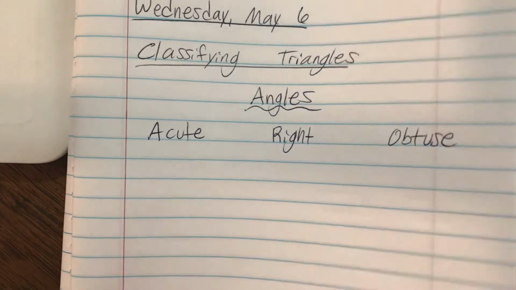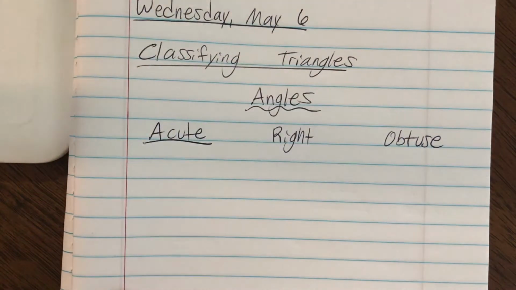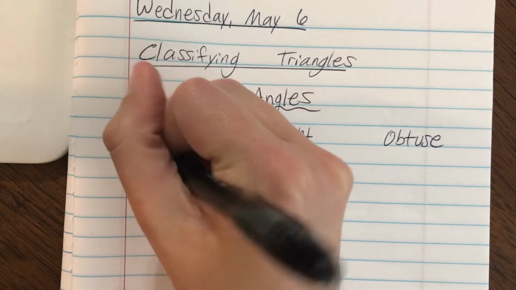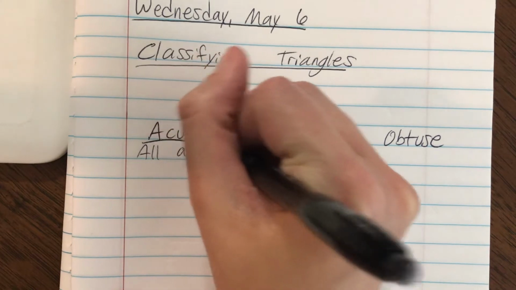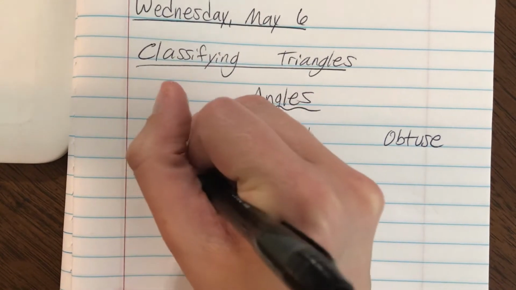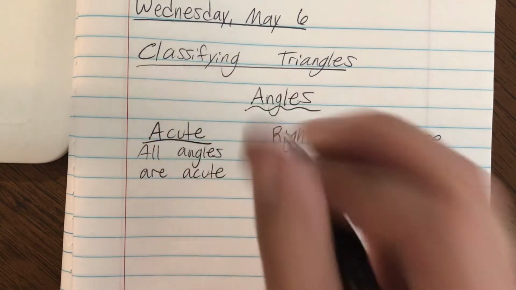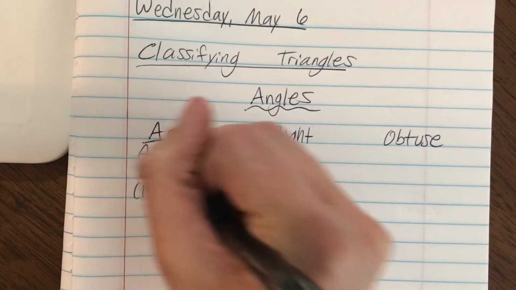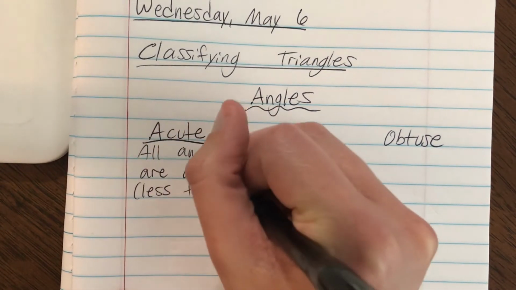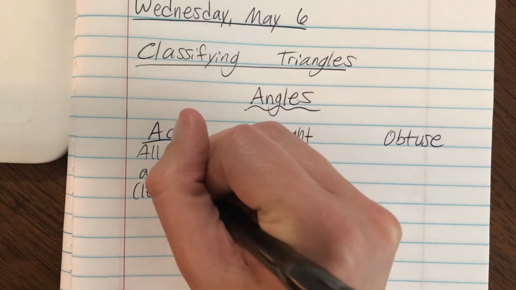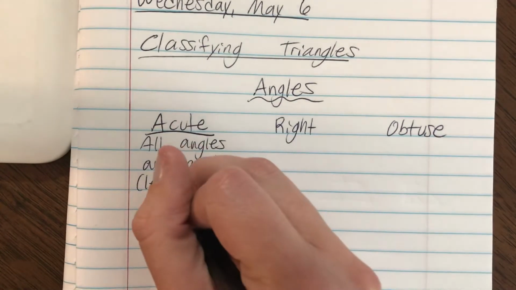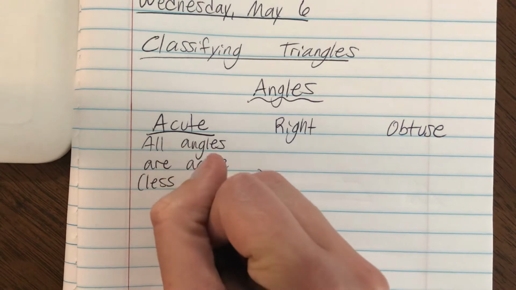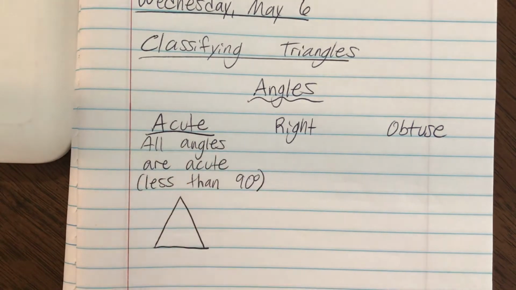So an acute triangle is going to have all angles acute. And again, just to reiterate and clarify, acute means that they're going to be less than 90 degrees. A lot of times an acute triangle is going to look like kind of your average triangle, where it's just straight up and down and then across. It's going to have all acute angles.